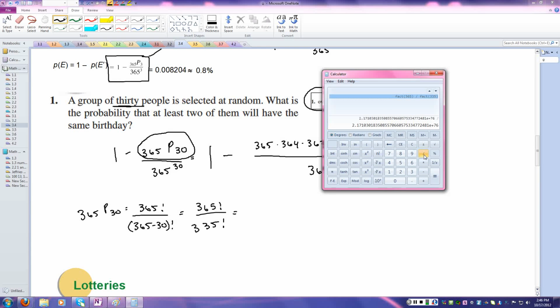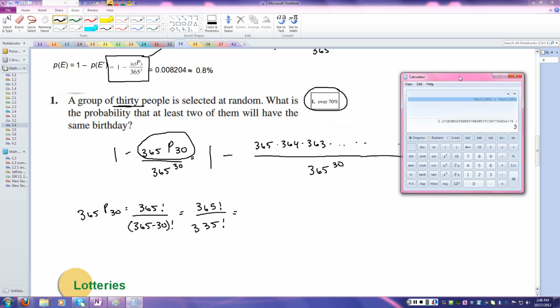Now I'm going to divide that by 365 to the 30th power, which is just a really large number. When I divide it by it, I should get a really small number. Now, my final answer is 1 minus that number, which tells me 70.6%.